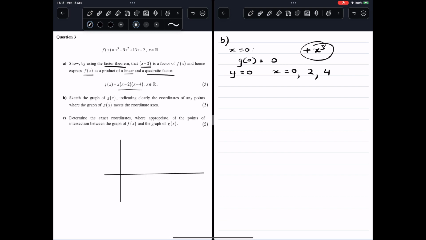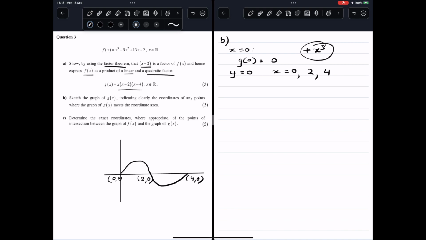So we've got something like this, and you've got the coordinate axes (0, 0), (2, 0), and (4, 0). All right, so that's it for part B.